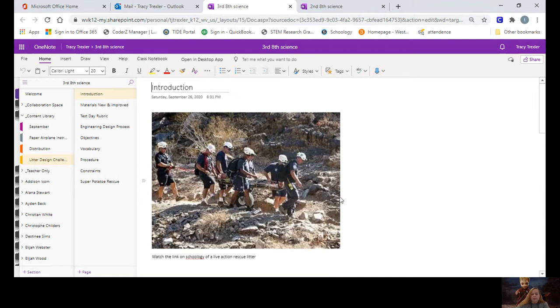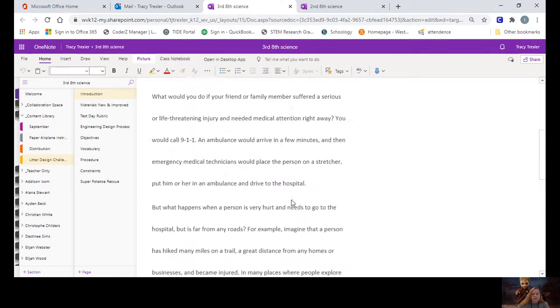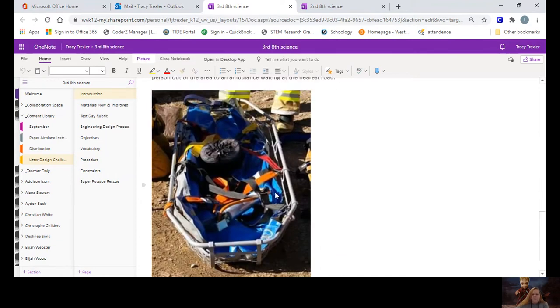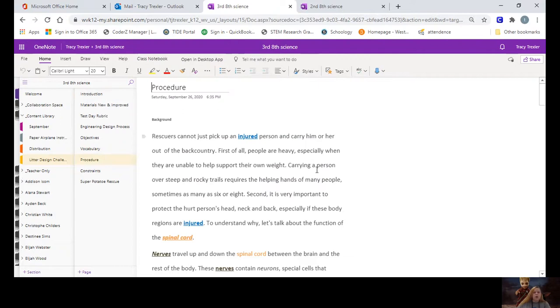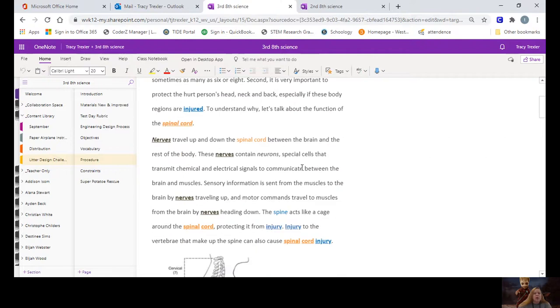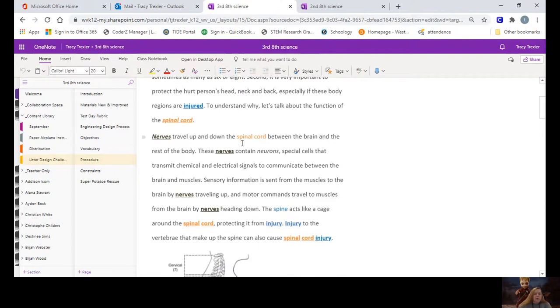So this is an example of an emergency rescue litter, as well as this. Okay, so an emergency rescue litter's main importance is down here in our procedures. When we go to procedures, you cannot just carry an injured or hurt person directly out of the woods. First we have to make sure that we can carry them, but we also have to make sure that we protect their spinal cord.